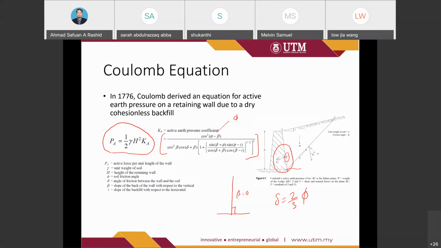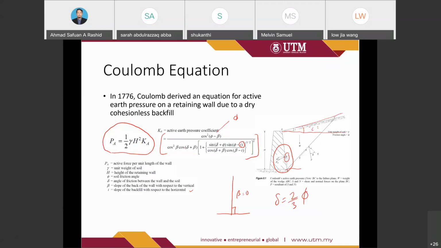The last thing is the i. i is the slope of the backfill with respect to the horizontal. For example, if the backfill has a flat surface, your i should be equal to 0. If the i has a certain degree, we need to determine what the i value is. So that is for the Ka.